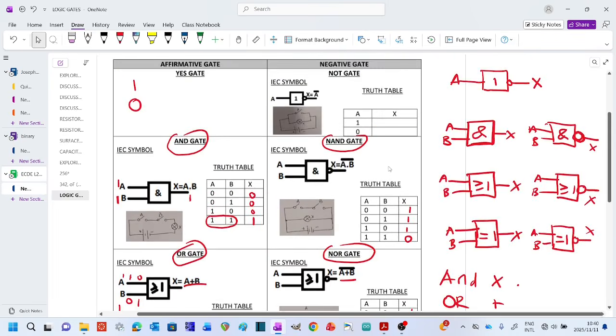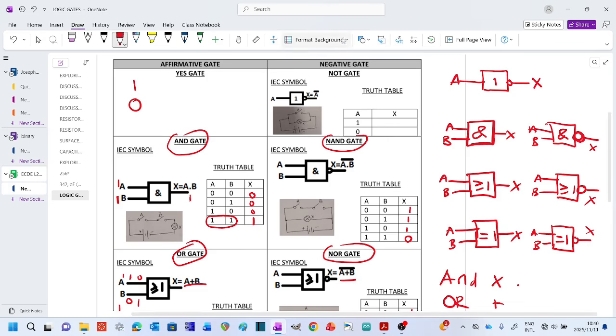So let's explain each one of them. Here we did not complete the truth table for a NOT gate. A NOT gate is an inverter. So when you give it a 1, it gives you a 0. When you give it a 0, it gives you a 1. That's how it operates.